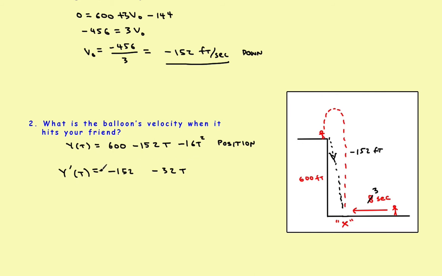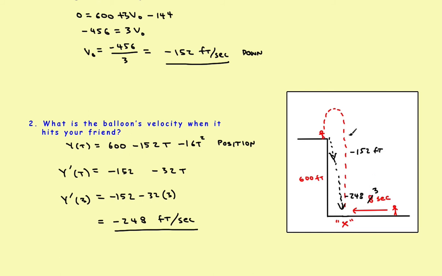Now, what you want to know is what's the velocity 3 seconds after you throw it? So we'll evaluate the velocity equation at 3 seconds. So this is going to become minus 152 minus 32 times 3. And if you stick that on a calculator, you'll come up with minus 248 feet per second. So it's going to be moving pretty quick when it finally hits your friend. So that's going to be the velocity that it would have if you go right down here. So just before it hits your friend, its velocity is going to be minus 248 feet per second.